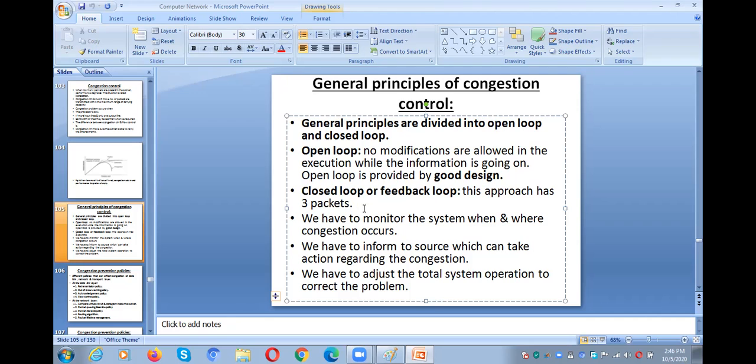What is open loop? What is closed loop? In the case of open loop, while you are constructing the network itself, you need to go for a good network design. No further modifications are allowed. Whereas in closed loop, you need to monitor the entire network from time to time. So if any congestion or collision is found, you need to identify it immediately and take corrective measures. You need to adjust the system in order to correct the problem. Okay, that is about closed loop.